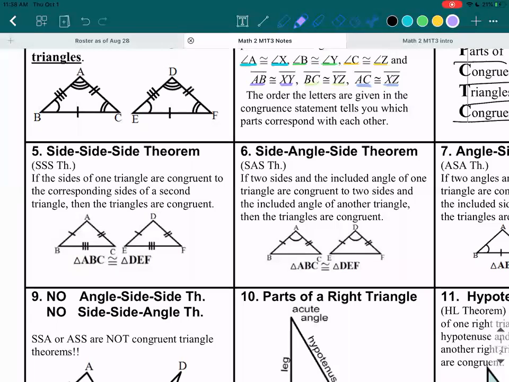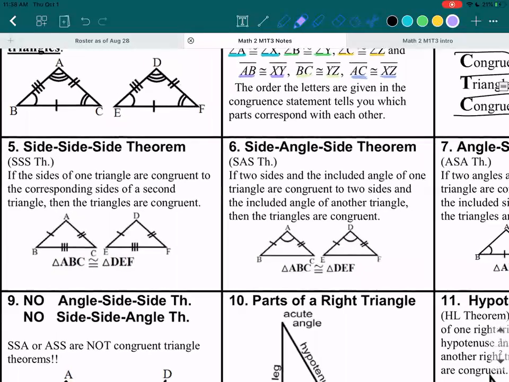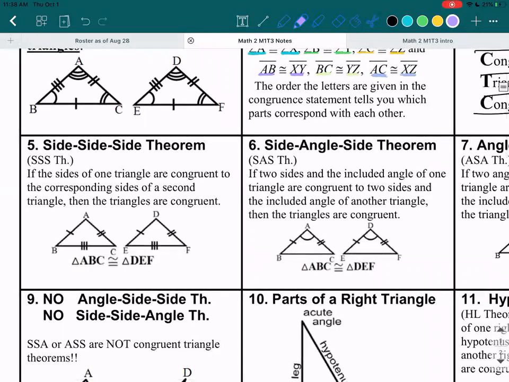I'm going to briefly go over these, but not spend too much time on them because you've already seen it in the video. So box number 5 has the side theorem, which tells us if the sides of one triangle are congruent to the corresponding sides of a second triangle, then the triangles are congruent. Over here we have all 3 sides of the triangles congruent to each other. So then these are congruent triangles. That's pretty much it. Then we have the side angle side theorem in box 6, which is abbreviated by SAS. If 2 sides and the included angle of one triangle are congruent to 2 sides and the included angle of another triangle, then the triangles are congruent.